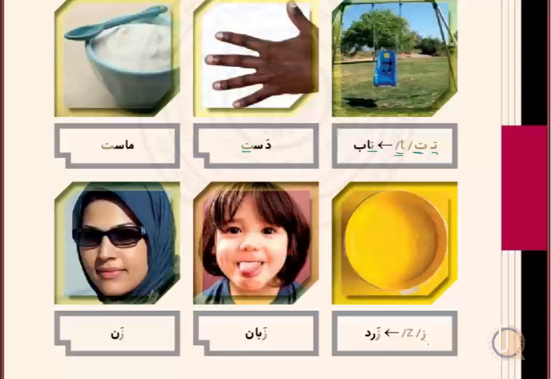Next one. Z, the sound is z. It has only one form, luckily. At the beginning, middle, final position, they are all the same. That is zard, yellow. Zaban, tongue. Zan, woman.